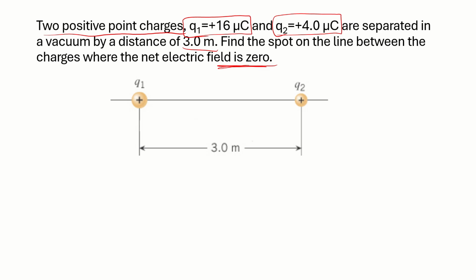Before that, let's mark Q1 is 16. 16 means this is the strong charge. Q2 is here in this case the weak charge. So where is the zero electric field point? It is between the two charges somewhere here, and it is closer to the weaker one. So somewhere, let's mark this point. Here the electric field is 0, and which is x distance from the weaker one. Okay, the total distance between Q1 and Q2 is d equal to 3 meters.